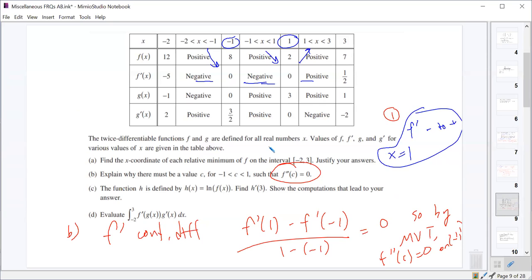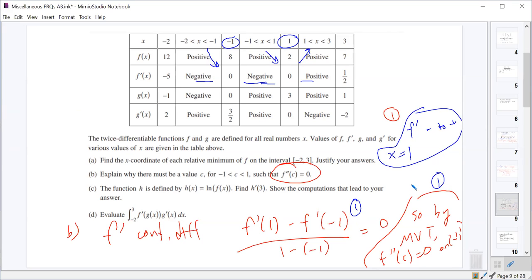Good or no? Do we have to explicitly state which theorem we use each time, or can we just give a general description of the theorem and that would be fine? Or do we have to say by intermediate value theorem, by mean value theorem? You have to. Yes. Their scoring guidelines explicitly say explanation using mean value theorem. So you need to state the correct theorem.